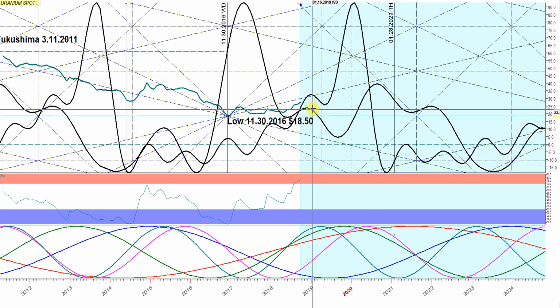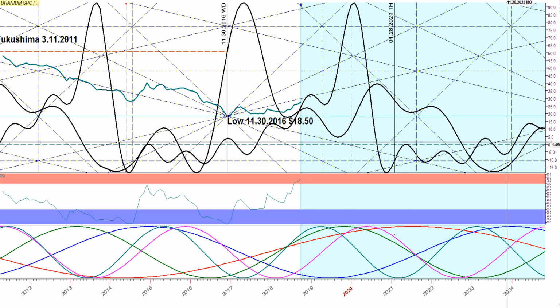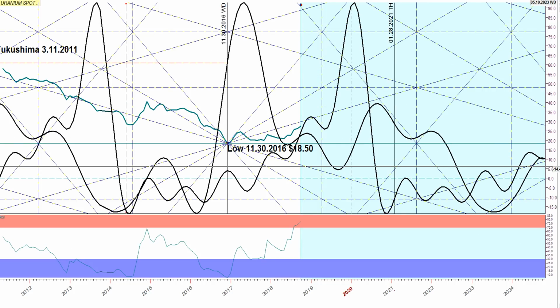And now this Fourier, it's a little negative, but you have to have the plus and the minus. It's not all going to be bullish. And this is just a possible guide, like I said. So I think that's it. I just wanted to show you my thoughts on the uranium spot price.